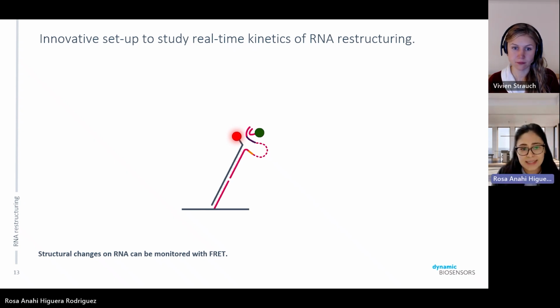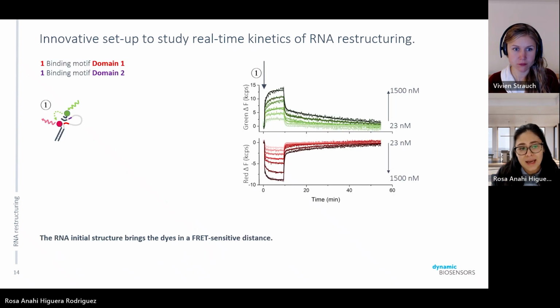So when we look at the experiments, any change in the restructuring of this ligand would lead to a change in the FRET signal. So this was quite exciting for us. As I mentioned, here we tested with the ligand with only one binding site per domain. And so the natural state of the ligand was in FRET. So this is the baseline that you see here.